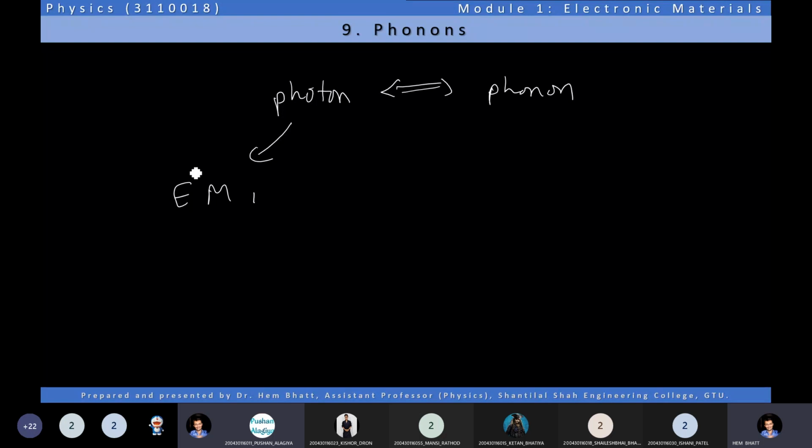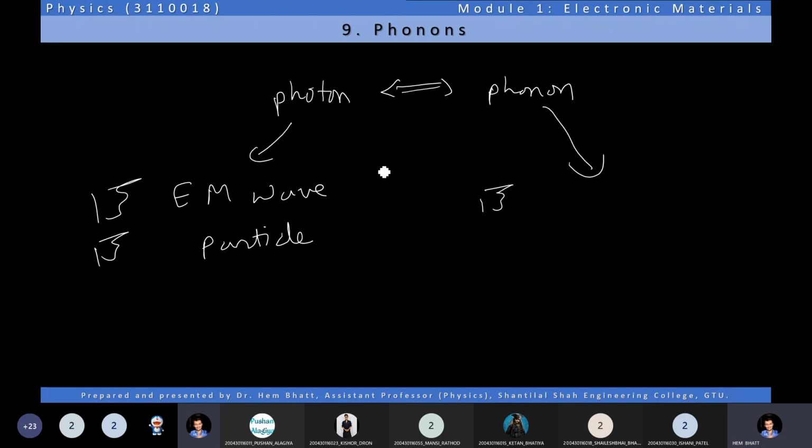Okay, it is electromagnetic wave plus particle. બરાબર ને, એનો ઇલેક્ટ્રોમેગ્નેટિક વેવ જેવો નેચર છે, તરંગ સ્વરૂપે છે અને કણ સ્વરૂપે છે, isn't it? Yes, sir. Similarly, phonon is also wave, in fact sound wave, and its particle form is called phonon.